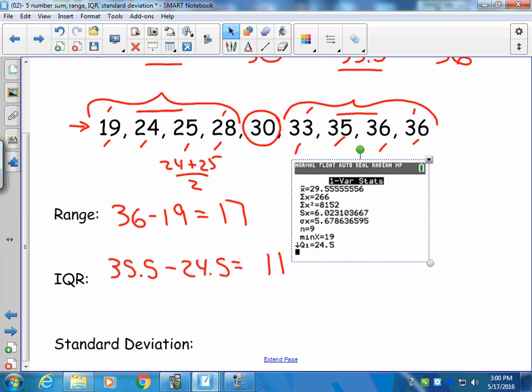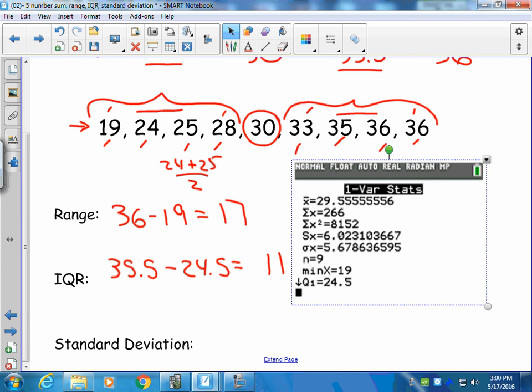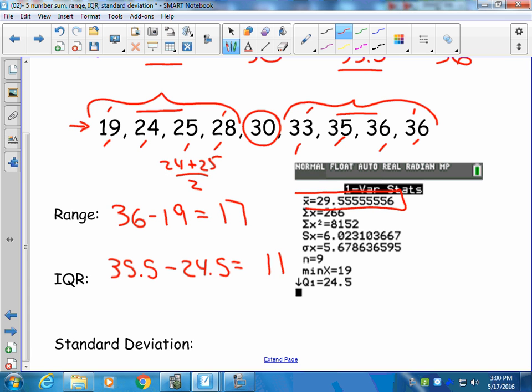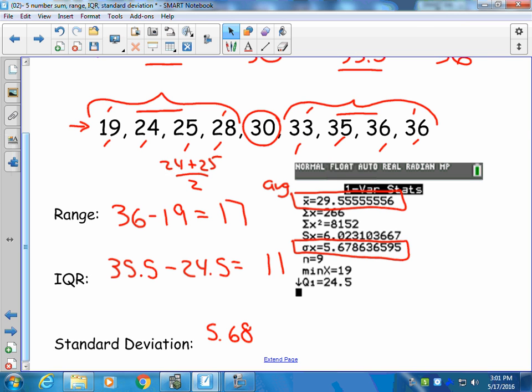Okay, so when we look at the information that we get here, we've got our average, which is the x bar. And then our standard deviation is not the Sx right now. It is what we call sigma x, because standard deviation is a Greek value in its truest state. Okay, so our standard deviation is 5.68 units.